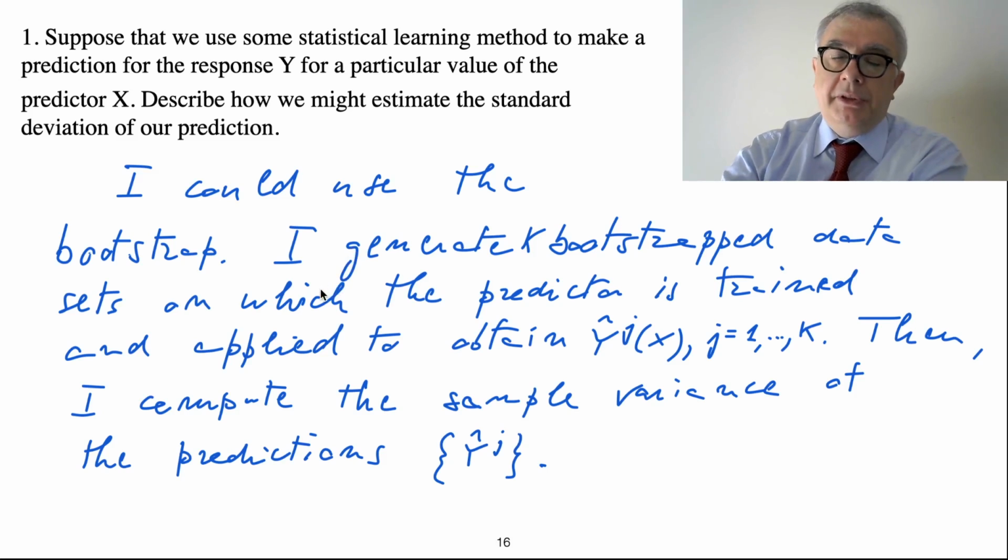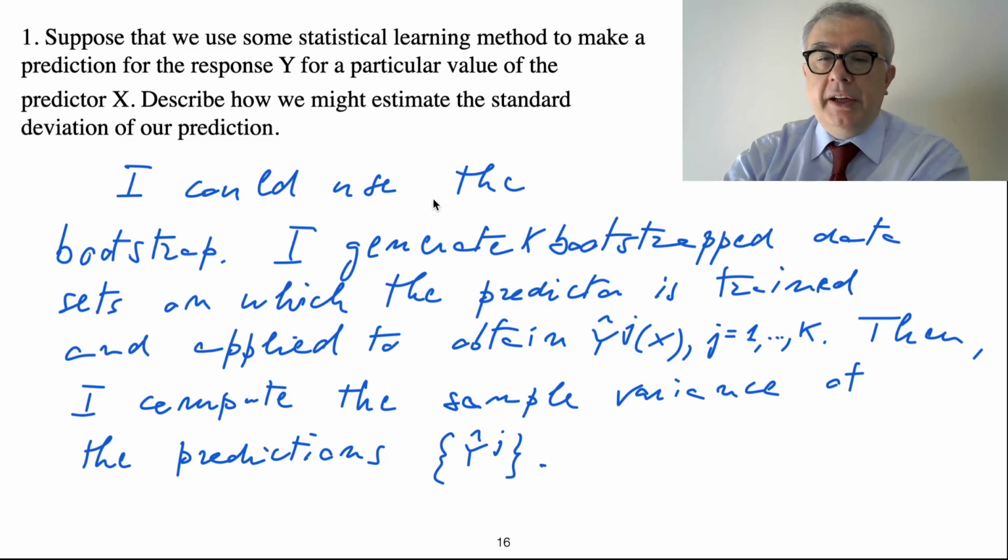Suppose that we use some statistical learning method to make a prediction for the response y for a particular value of the predictor x. Describe how we might estimate the standard deviation of our prediction. Here we have to note that the statement is very generic, so I don't know what learning method I've been using, and therefore I think that the best response is suggesting a technique that is very general. A technique with this feature is the bootstrap.